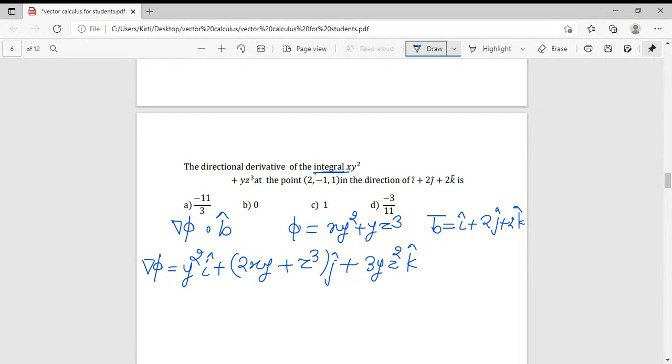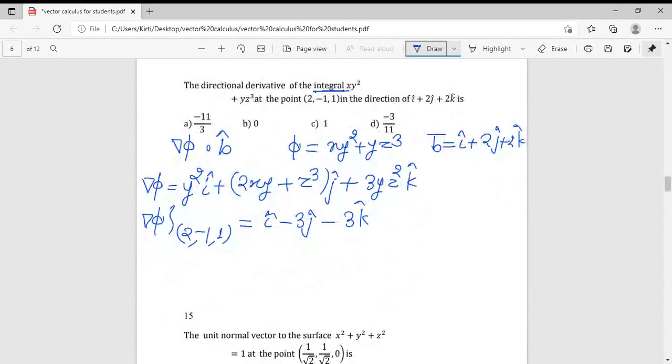Okay. Now find out its value at the given point, that is 2, minus 1, 1. So what we have? So it is i, 2 into 2 into minus 1, so minus 4 plus 1, so minus 3j, then minus 3k. This is del phi at this point. Now let's find out b cap.